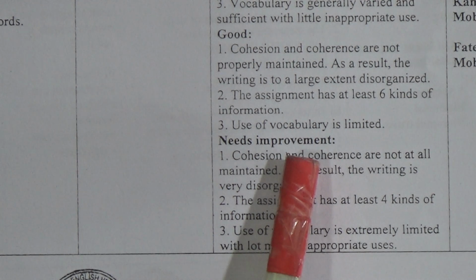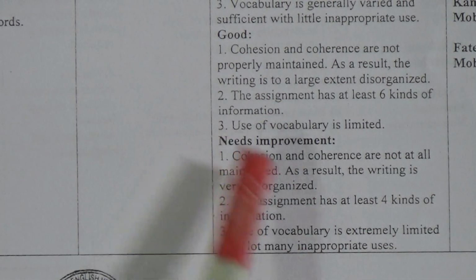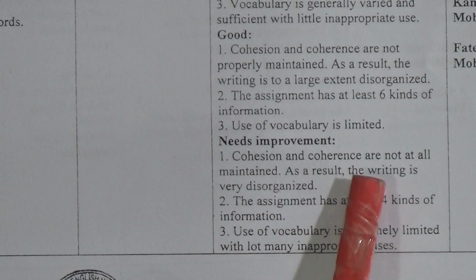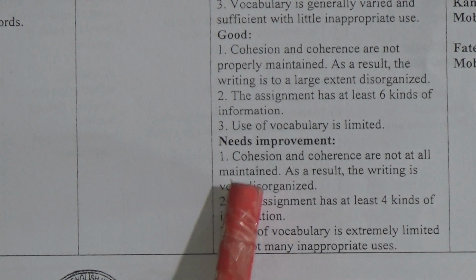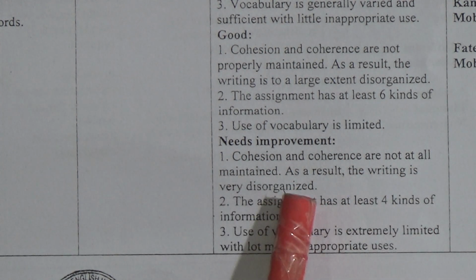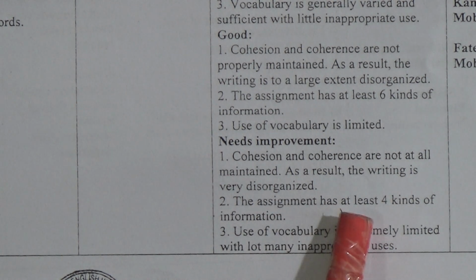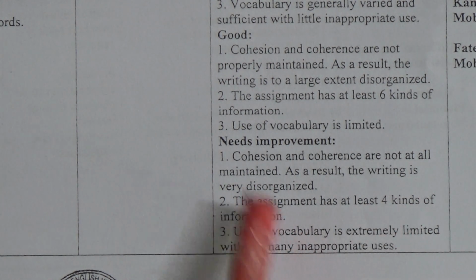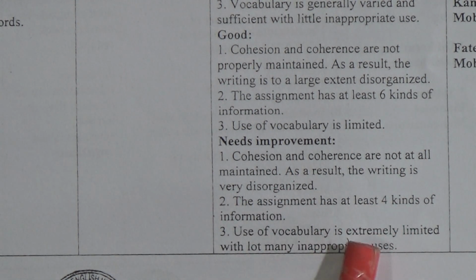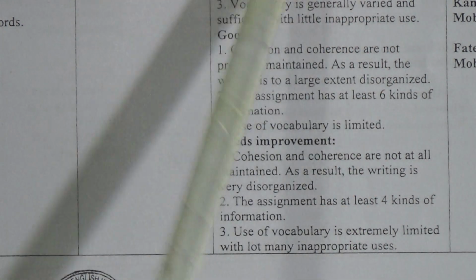And for needs improvement, the teacher will think about number 1, cohesion and coherence not at all maintained. As a result, the writing is very disorganized. Number 2, the assignment has at least 4 kinds of information, and lastly, use of vocabulary is extremely limited with many inappropriate uses. So students, if you want to get excellent, you have to follow this.